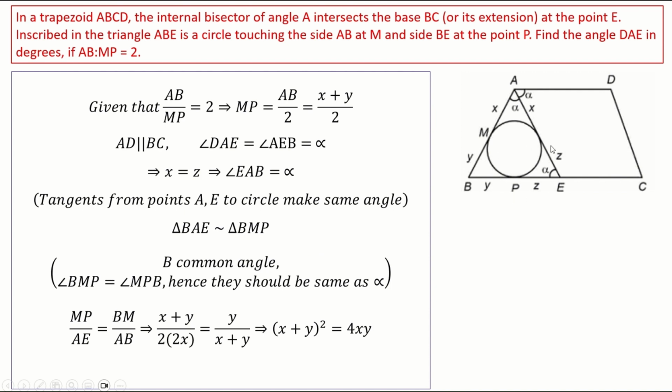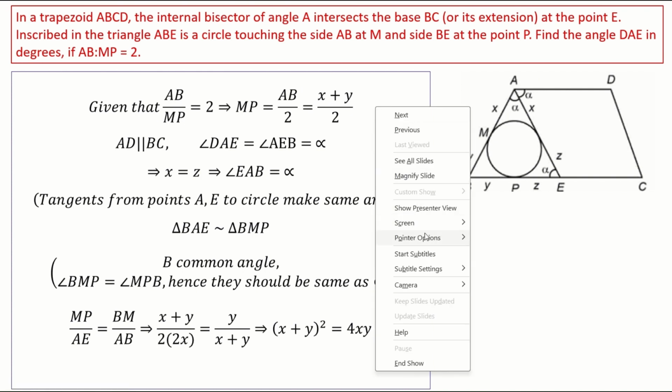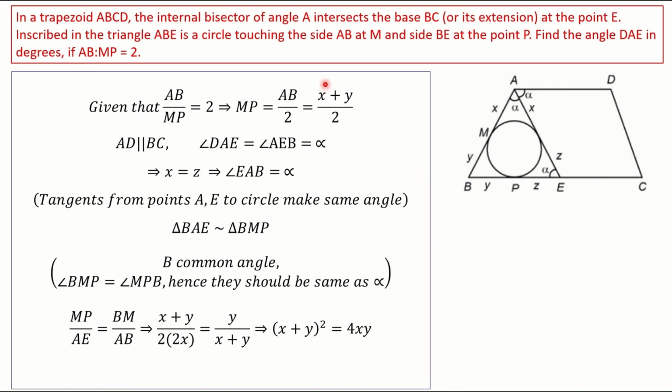MP by AE equal to BM by AB. MP is given as X plus Y by 2. AE is nothing but 2X, because Z is equal to X. This is equal to BM, and BM is Y by X plus Y. So this implies X plus Y whole square equal to 4XY. So we can say that if you take the other side, X minus Y whole square equal to 0, which means X equal to Y.